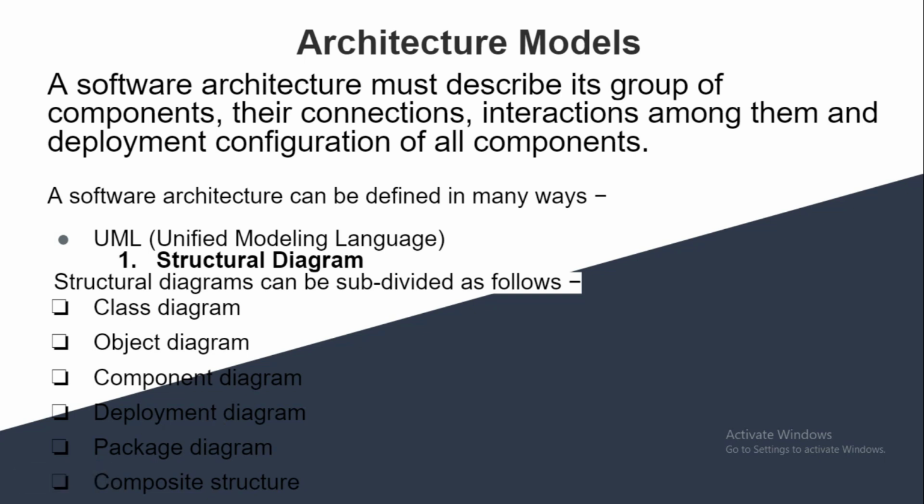Deployment diagrams are a set of nodes and their relationships. These nodes are physical entities where the components are deployed. Package diagram describes the package structure and organization, and covers classes in the package and packages within another package. Composite structure or composite diagram describes the inner structure of a component including all classes, interfaces of the component, etc.